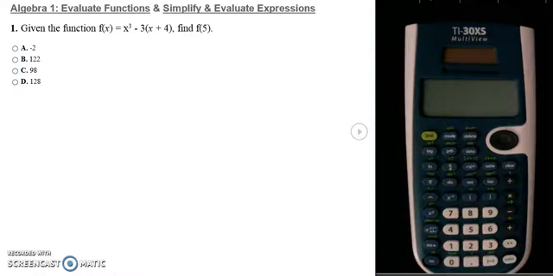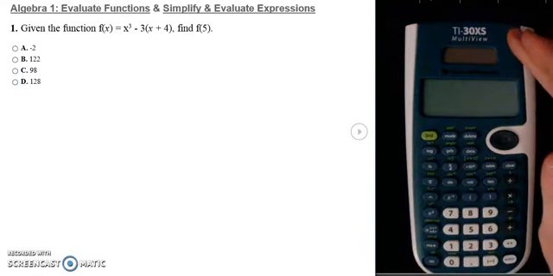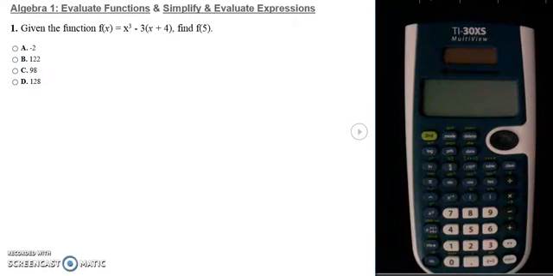Hello, and today we're going to be looking at how to use the TI-30XS Multiview Scientific Calculator to solve problems in the Study Island lessons in Algebra 1 titled Evaluate Functions and Simplify and Evaluate Expressions. So these first problems that we're going to look at are examples of problems that you could see in either one of these lessons. And what they are is they're substitution or evaluation questions.